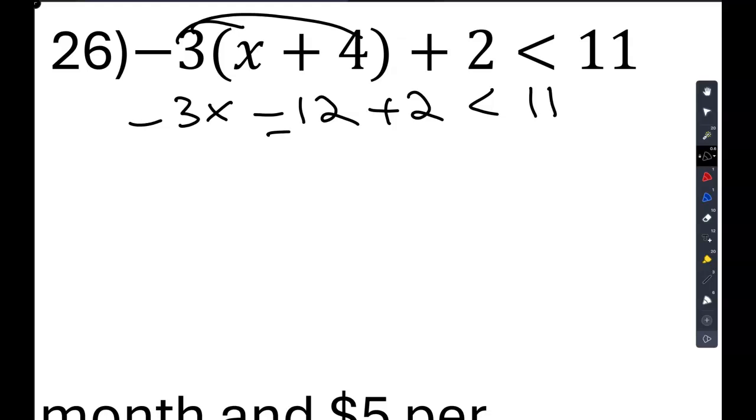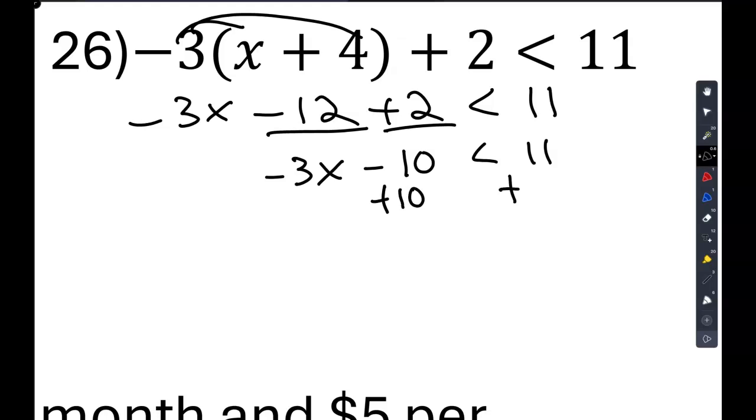All right, we got like terms here on the same side of the inequality. Negative 12, positive 2. Different signs, find the difference. You're going to have negative 3x minus 10 less than 11. Do the opposite of minus 10 and add 10 on both sides. 11 plus 10 is going to get you 21. Bring down the negative 3x.